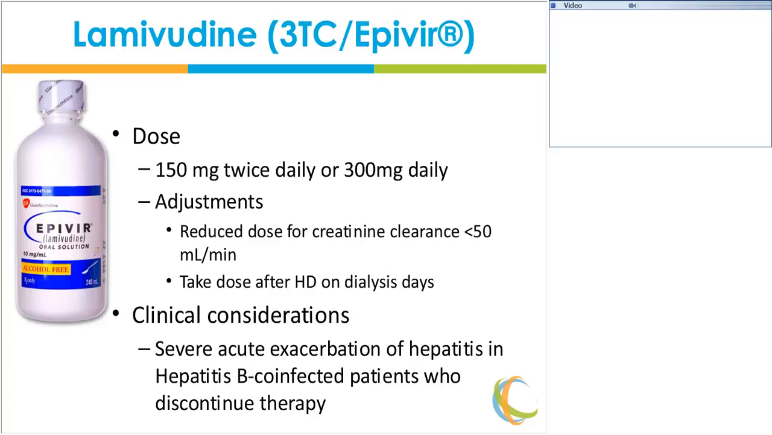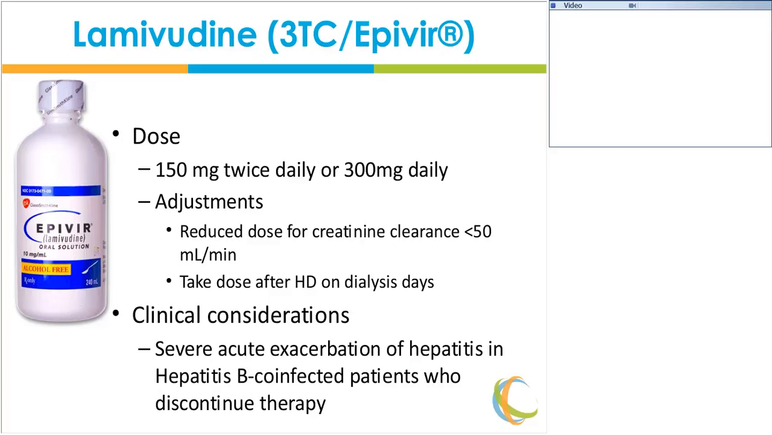Lamivudine, or 3TC, brand name Epivir, is a nucleoside analog of cytosine. It is very important to note that due to the similar activity, lamivudine and emtricitabine should never be given in combination. The recommended adult dose for lamivudine is 150 milligrams twice daily or 300 milligrams once daily. Because it is also renally eliminated, it requires dose adjustments in patients with renal insufficiency, particularly those with a creatinine clearance below 50.